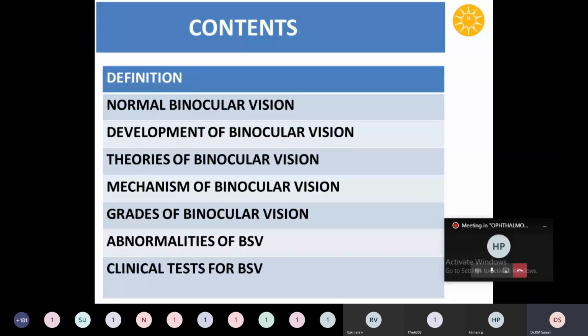We have to understand the subject under the following headings. First, you should know the definition of binocular vision, and you should talk about normal binocular vision, then the development of binocular vision, at what age it develops fully, a few theories and the mechanism of binocular vision, the grades of binocular vision, and a few abnormalities that are associated with binocular single vision. Then you should know a few tests. If you know the names of the tests, that's more than enough. You are not supposed to know the details of the tests that are necessary to assess binocular single vision.